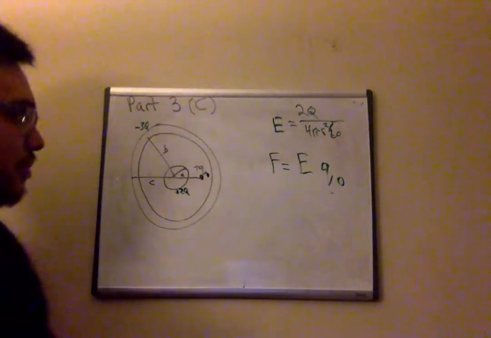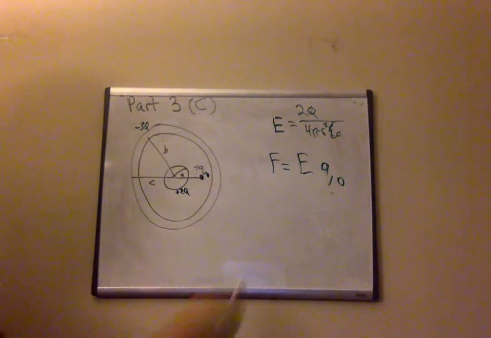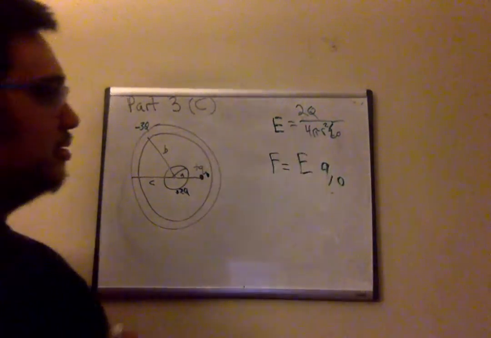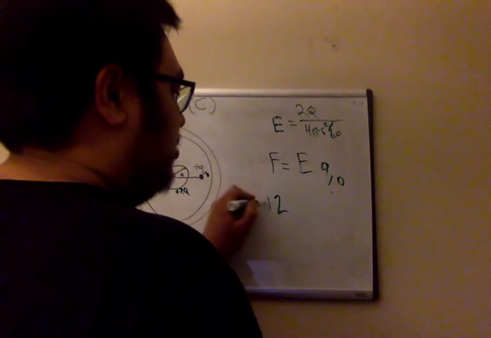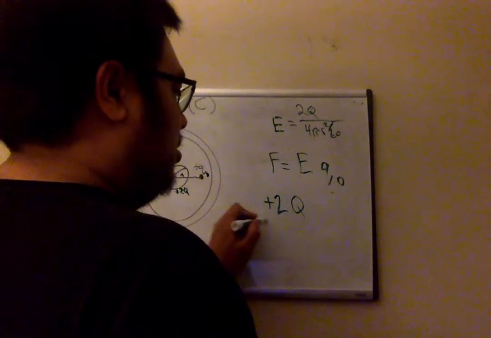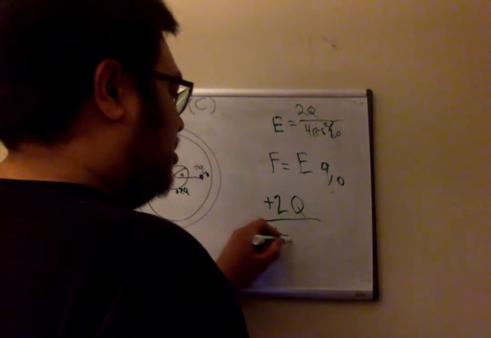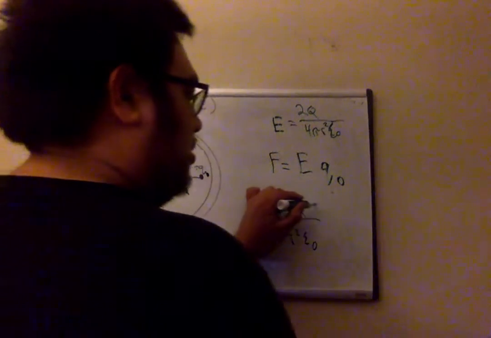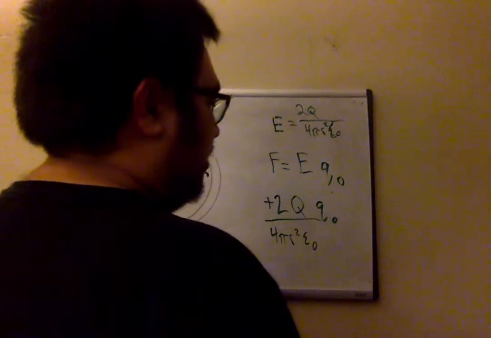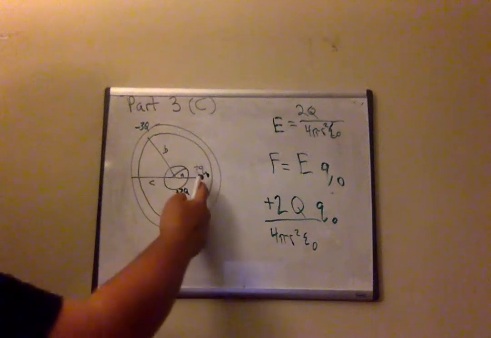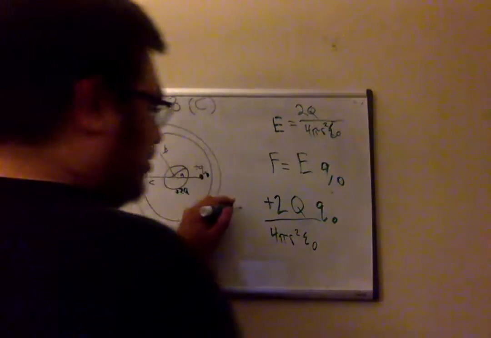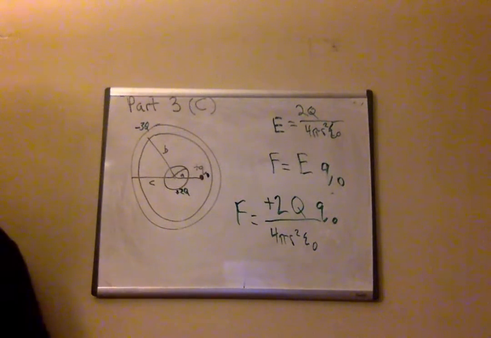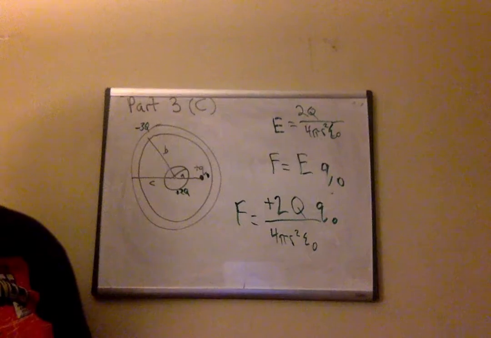So to derive the expression, we just need to substitute this for E. We can put a positive 2q over 4 pi r squared epsilon naught, and we just need to multiply that by q sub naught, which is our point charge. And that's what the force is equal to.